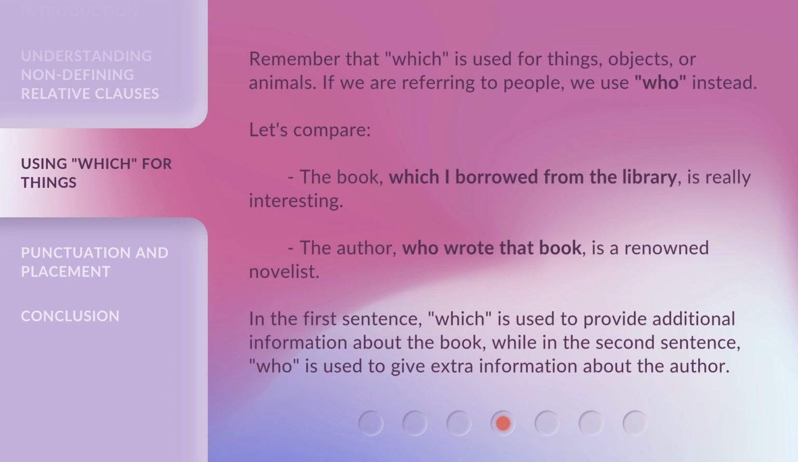Remember that which is used for things, objects, or animals. If we are referring to people, we use who instead. Let's compare. The book, which I borrowed from the library, is really interesting. The author, who wrote that book, is a renowned novelist. In the first sentence, which is used to provide additional information about the book, while in the second sentence, who is used to give extra information about the author.